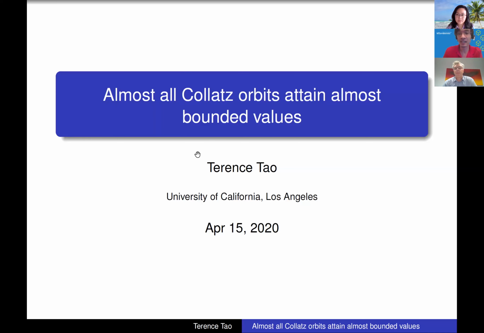Yeah, so I'd like to talk about a very old and popular conjecture called the Collatz conjecture, which is still unsolved, but I managed to make a little bit of progress on it last year, that I'd like to present here. So let me first remind you what this conjecture is. Just some notation first.